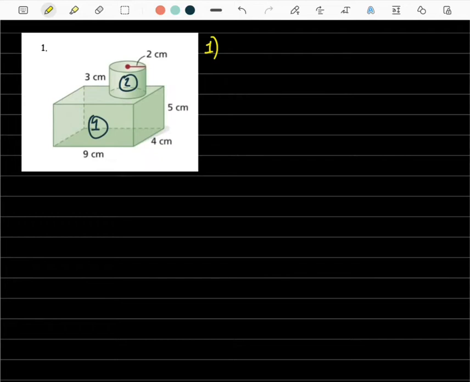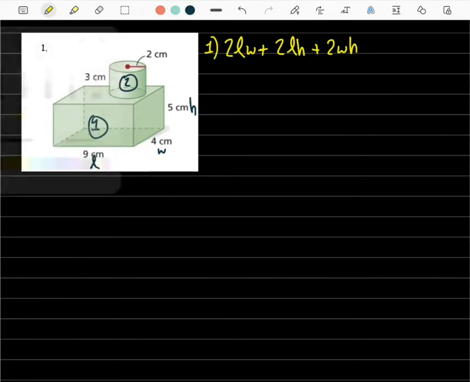Now, how do we find the surface area of a rectangular prism? We have 2LW plus 2LH plus 2WH, right guys? So let's say this is the length, the width, and the height. So what we're going to do now is just substitute the values. So let's substitute it guys.